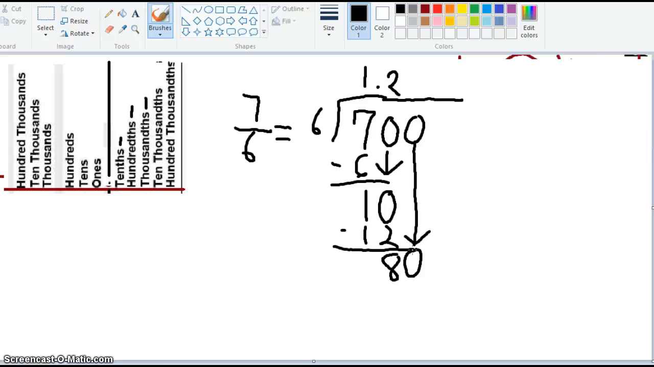So maybe in this case, what I may want to consider is what other number could I try? Let's try a big number such as, well, what can go into 80? Well, I could do 6 times 13, which would only give me 78, so that's pretty close. 6 times 14 actually goes over. So in this case, I'm going to have to go down even further.